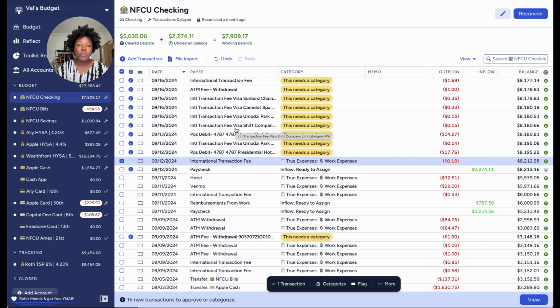And sometimes when I pull reports, I like to filter by the payee. Just one moment.